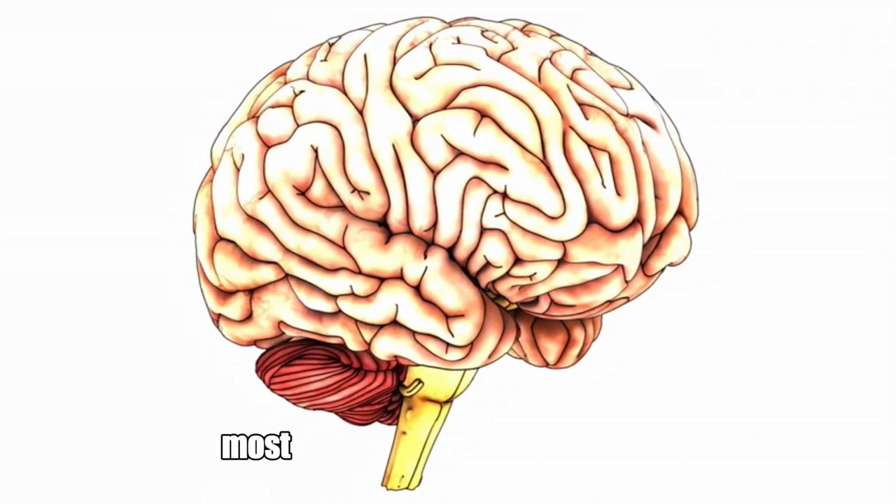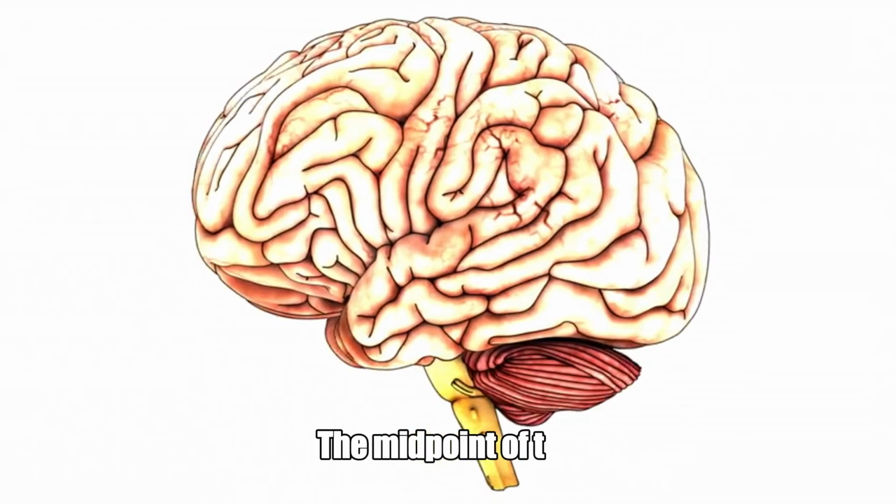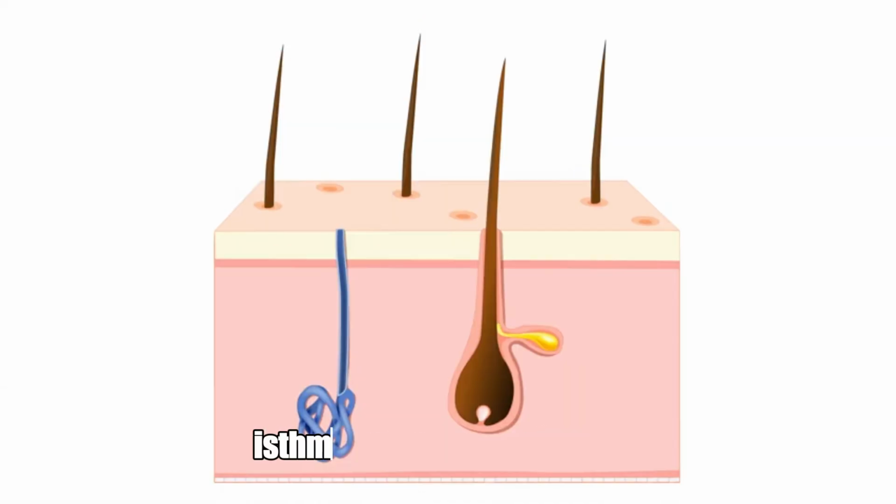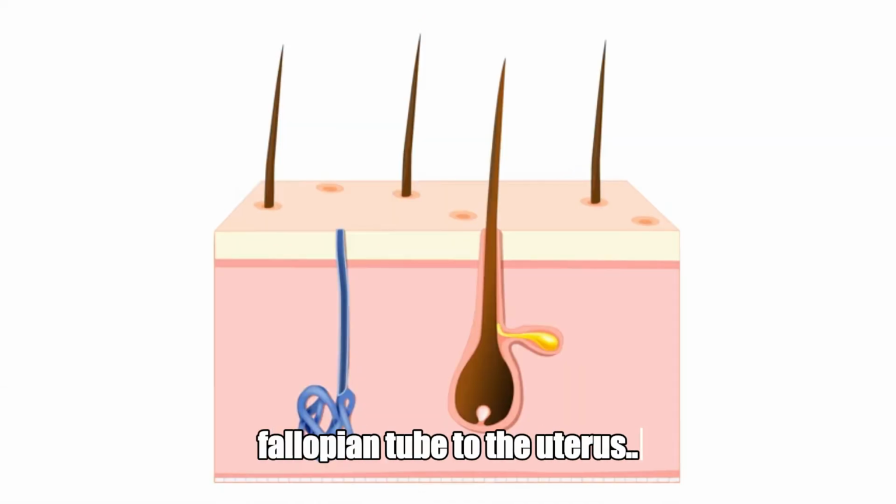It is the most common site of fertilization. The midpoint of the fallopian tube is the isthmus, which connects the fallopian tube to the uterus.